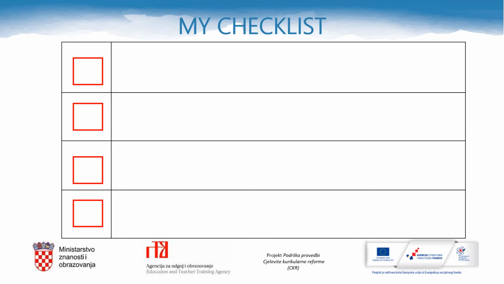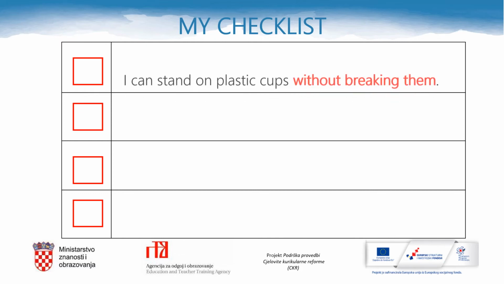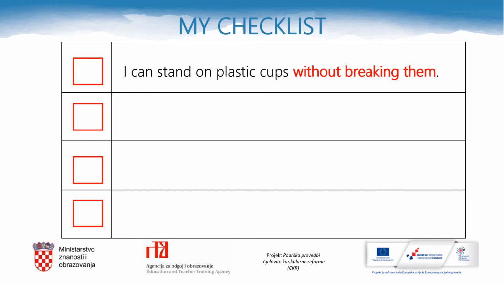And here is my checklist with my criteria. Maybe you have similar criteria. Let's see. My first criteria is I can stand on plastic cups without breaking them. My next criteria is the cups can hold my weight. My next criteria is it is safe. Not that I break my leg or that similar things happen during this experiment.